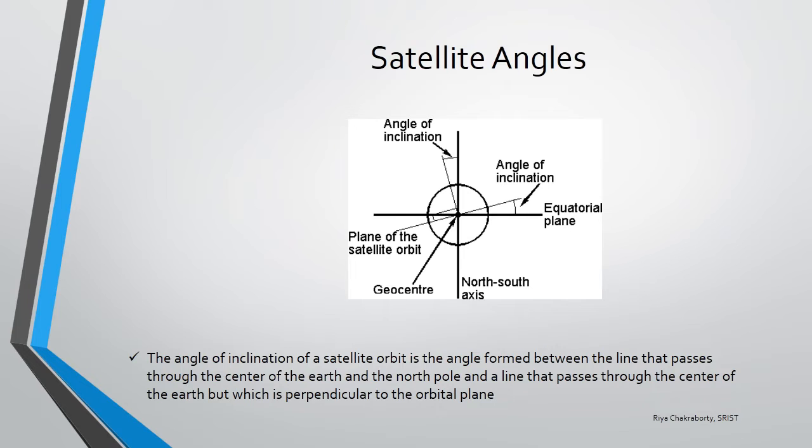The angle of elevation of a satellite is the angle that appears between the line from the earth station's antenna to the satellite and the line between the earth station's antenna and the earth's horizon.